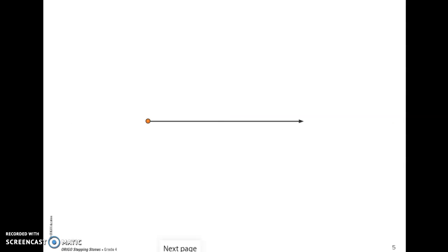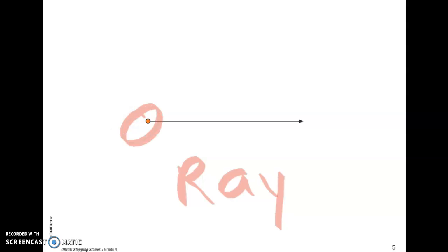So here is how we would normally see a ray. Later in the lesson we're going to talk about naming the different points in these different lines and rays, and when that happens the ray has to go through another point. We'll talk about that a little bit more later, but this is what we call a ray. Again, it has our starting point and then it goes in one direction forever, denoted by that arrow.